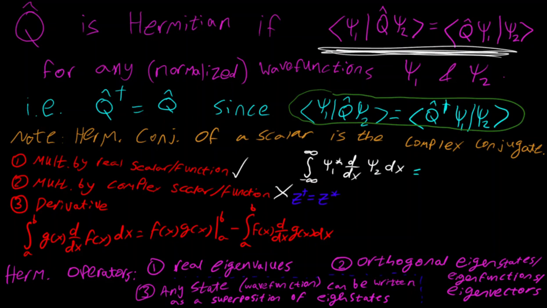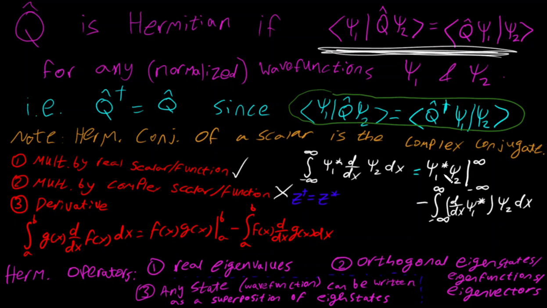psi 1 star, psi 2, it doesn't matter which order, evaluated from negative infinity to infinity, minus the integral from negative infinity to infinity of psi 2 times d by dx of psi 1 star, times psi 2 dx.